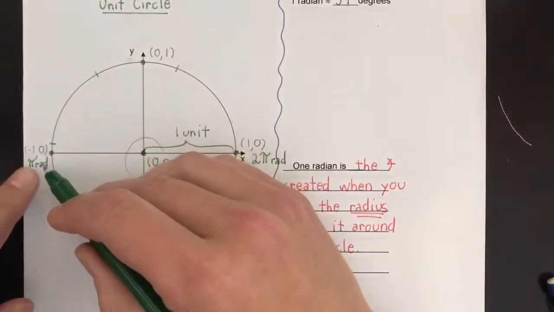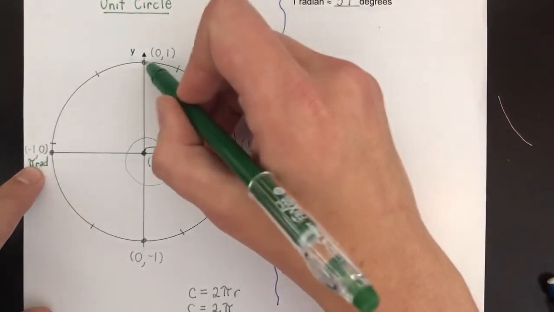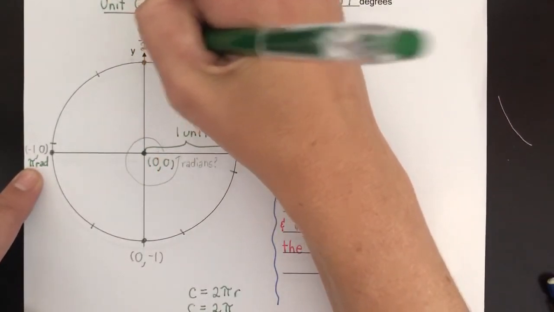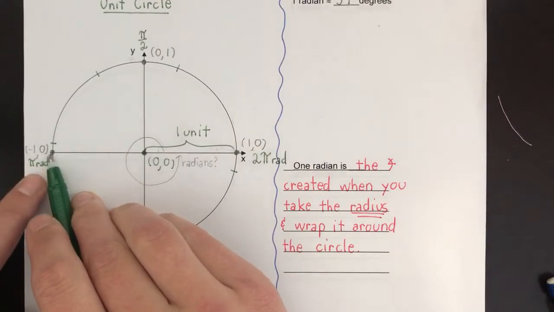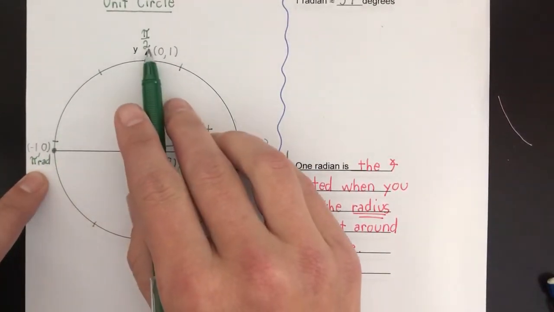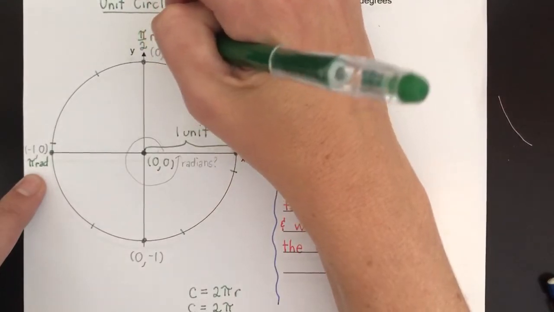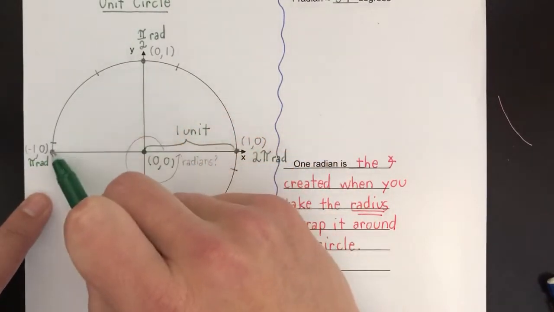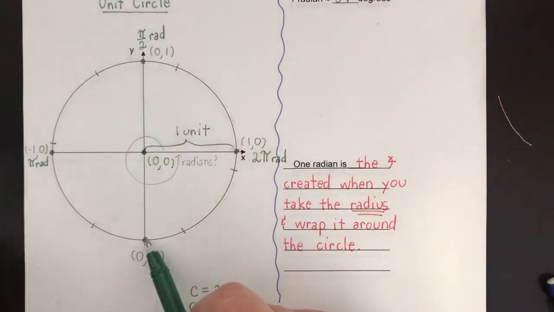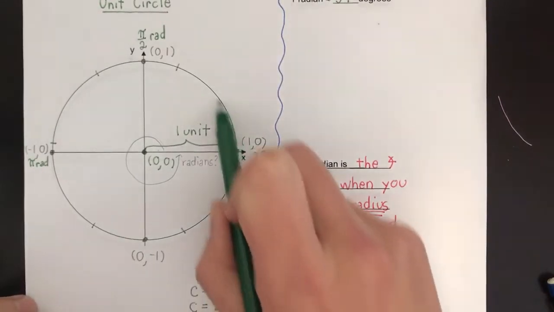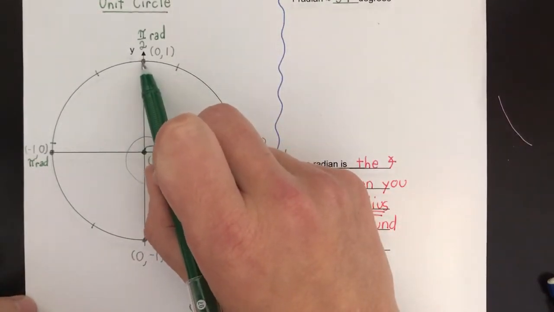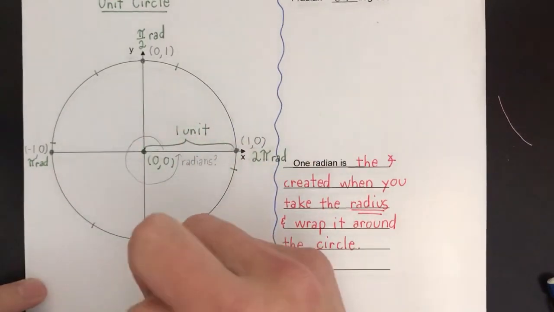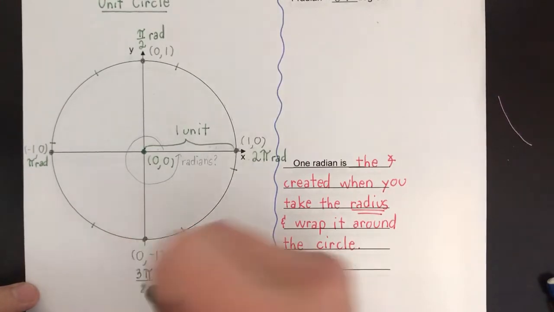Then cut that in half, and from here to here, what's the radian measure? That would be pi over 2, because you cut this measurement in half. So this would be pi over 2 radians. Therefore, if this is pi over 2 radians and this is pi radians, how many radians would this be? If each of these is pi over 2, then this would be 2 pi over 2, and this would be 3 pi over 2.